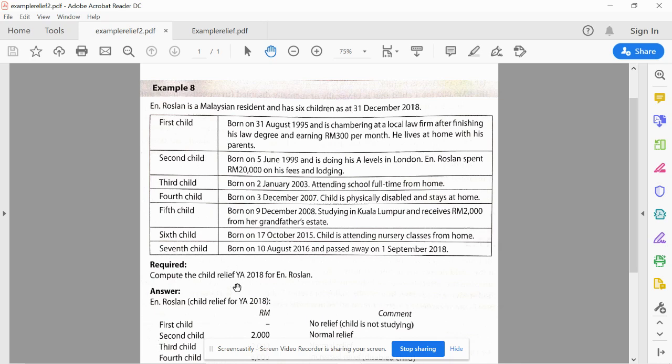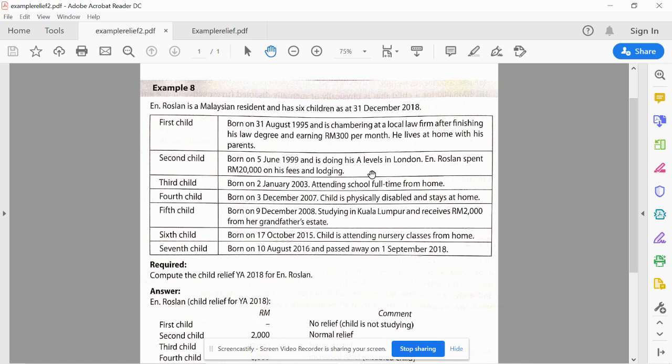So let's look at the first child. Alright, you have the answer here. If we look at the first child, it says that there is no relief for the first child because the child is not studying. The keyword here is after finishing his law degree. So he finished his law degree and he's doing chambering. So the first child is not entitled to any child relief. The second child is doing his A levels in London and Encik Roslan spent 20,000 on his fees and lodging.